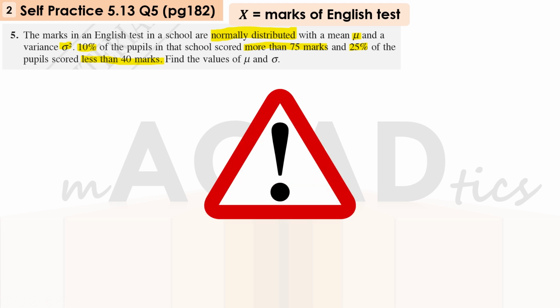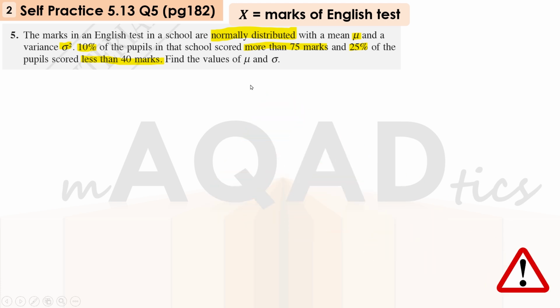Even though we are not trying to find the probability, we are finding mu and sigma, it's okay to use the 5S method, because for these two statements we will need to use the normal distribution graph to help us find them. So it's okay to use the 5S method.